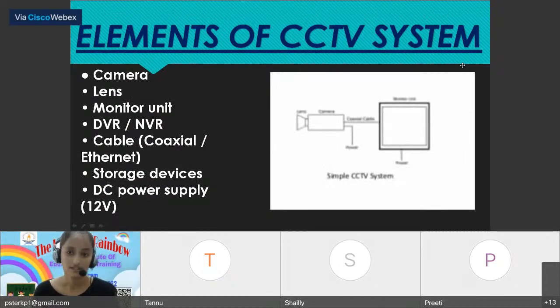Now, elements of CCTV system. So, the elements of CCTV system are camera, lens, monitor unit, DVR or NVR, cable. Cable can be coaxial or Ethernet, storage devices, DC power supply.